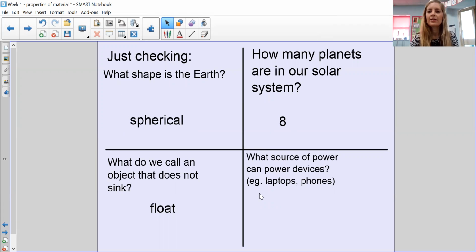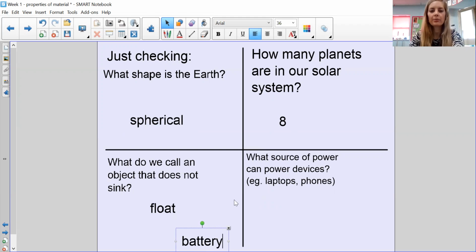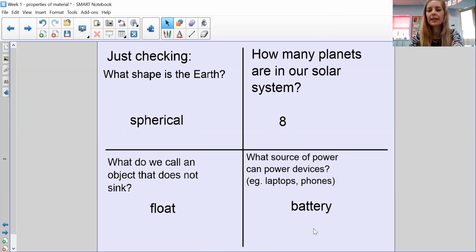And the last thing, this is something you would have hopefully just had common knowledge of, or maybe you remembered from your previous units: what source of power can power devices? So when we have a laptop or a phone, what powers that? And it is the battery. You'll probably get frustrated when your battery dies and you're on your iPad or your laptop and you have to charge it. So that gives it power for a certain amount of time, and then it needs to be charged to refill it.